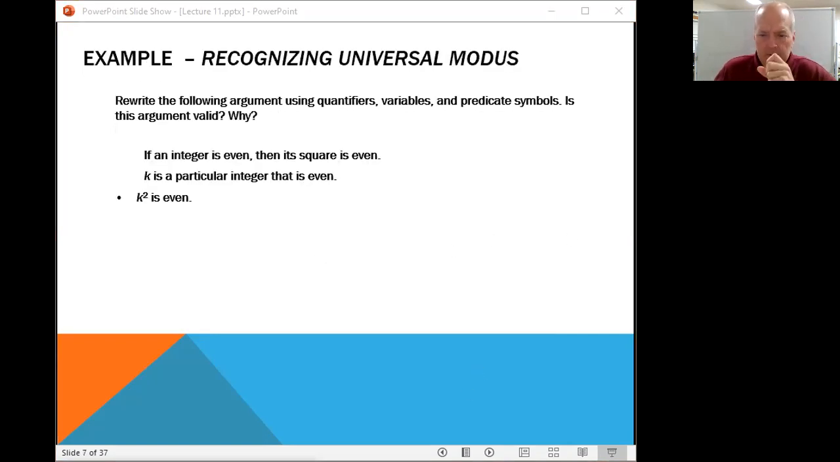So let's take a minute and look at an example here of recognizing this universal. And in this case, we'll be looking at modus ponens. So take a minute, look at that, and then we'll go over it. We want to rewrite that using quantifiers, variables, and predicate symbols, and then look if it's valid or not.